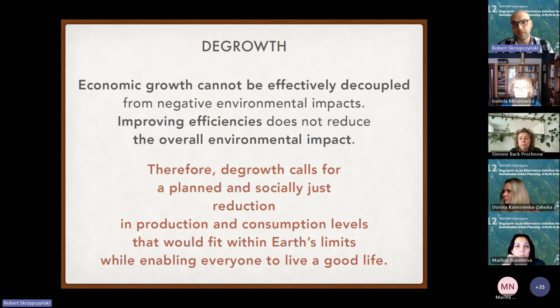And degrowth basically says that because decoupling and green growth cannot work on their own, we also need a planned and socially just reduction in the global metabolism, which is production and consumption, that would be safe from the perspective of planetary boundaries, and which would enable everyone to live as good a life as possible.